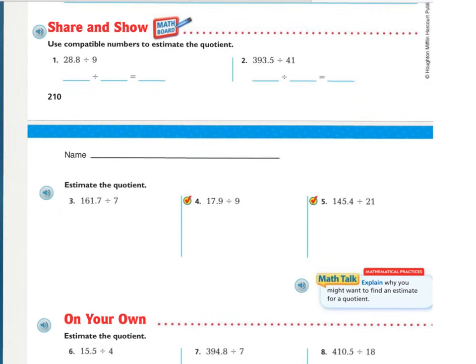In the share and show problems, they want you to use compatible numbers to estimate the quotient. 28 is larger than 9, so you can just use a compatible number close to 28. 393 and 5/10, 393 is larger than 41, so you don't need to rename them into tenths. You can just find a compatible number close to 393. The same thing goes for 3, 4, and 5. Remember, we're estimating, we are not finding actuals.